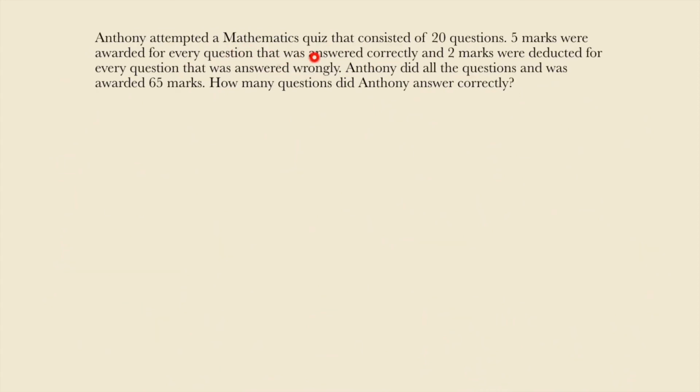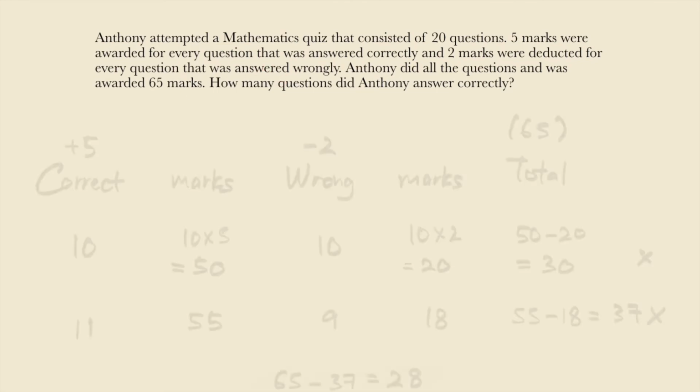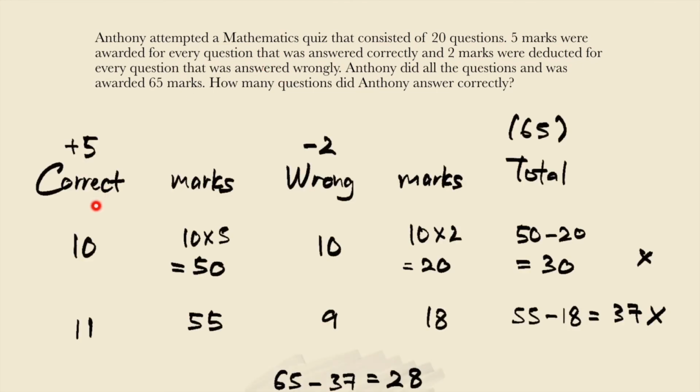Anthony attempted a maths quiz, 20 questions, 5 for every correct answer, 2 deducted for every wrong answer. Total marks 65. Okay, so let's draw the table. Plus 5 for every correct, minus 2 for every wrong. 65 is what we are looking for. 20 questions, let's guess 10. So that's 30 marks there.